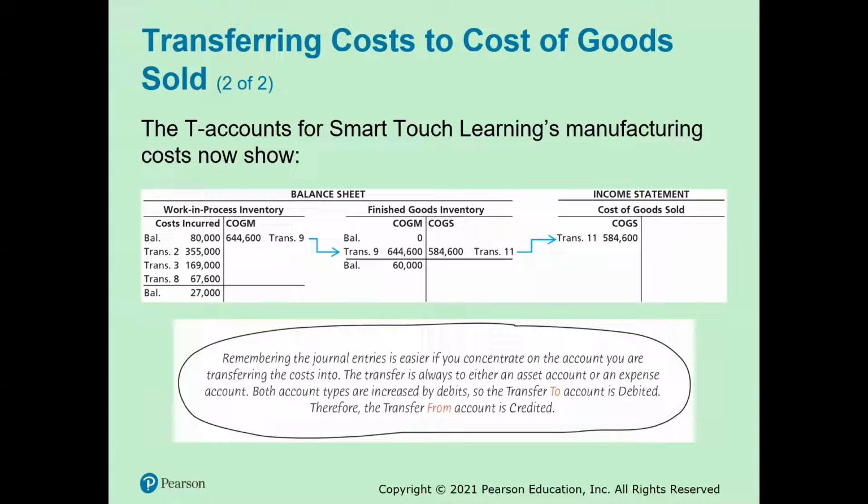As jobs are completed, their costs are transferred to finished goods inventory. We end the period with other jobs started but not finished, which are represented by the $27,000 ending balance in the work in process inventory account that you see here. We also have jobs completed and not sold, which are represented by the $60,000 ending balance of the finished goods inventory.